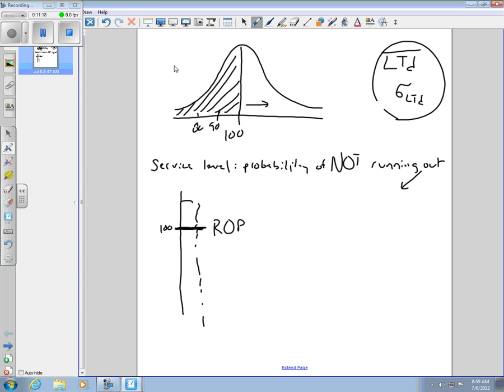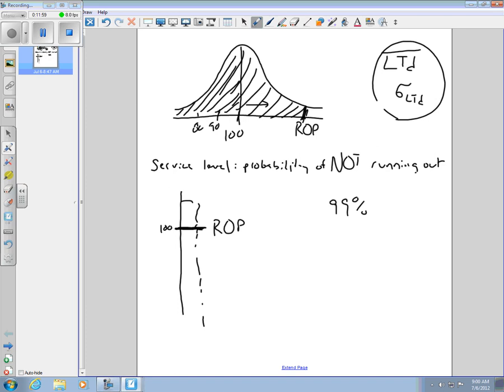So what we have to do is decide on an appropriate service level. And typically we want that to be high. We don't want to run out of stuff. So let's say I decide I want a 99% service level. What that means is I want to account for 99% of the scenarios. I want to account for 99% of what could possibly happen. And the reorder point associated with that is right here. Okay? This point right here. So not just 100, but something much greater than 100 to account for the reorder point.